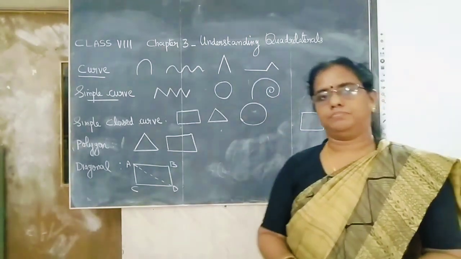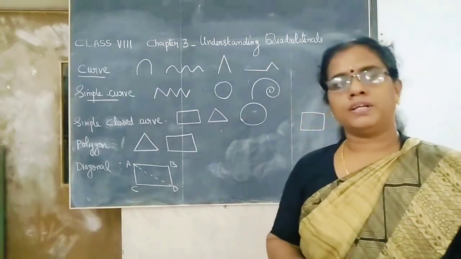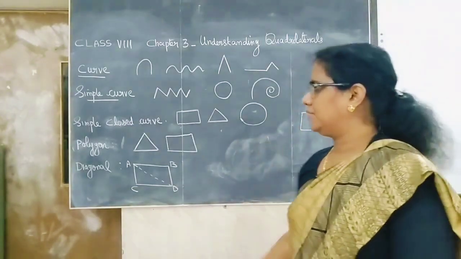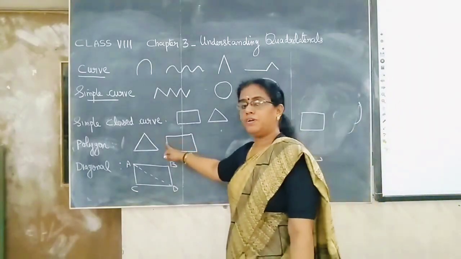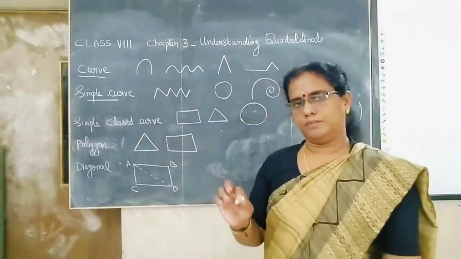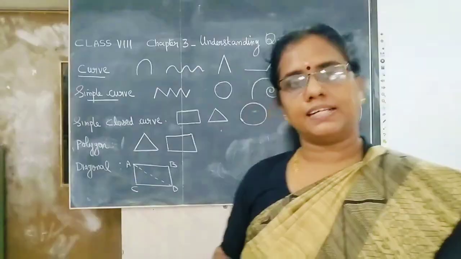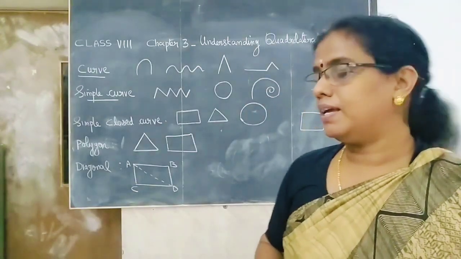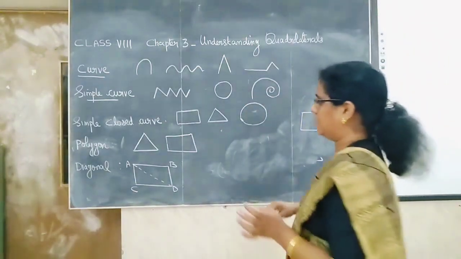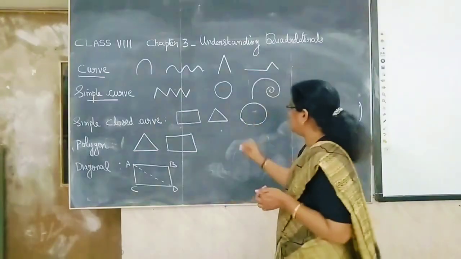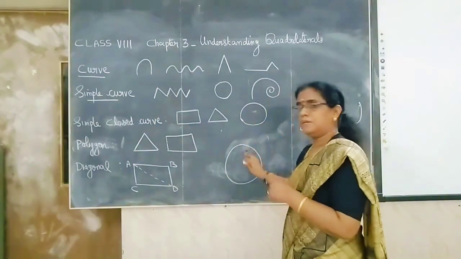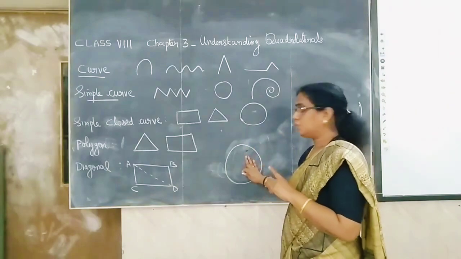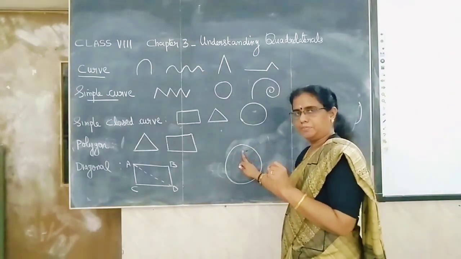Now, polygon. A polygon is a simple closed curve made up of line segments only. That is, all the sides are made of line segments. Here, if you take an example, when you draw a circle, it is a simple closed curve, but it is not made up of line segments.